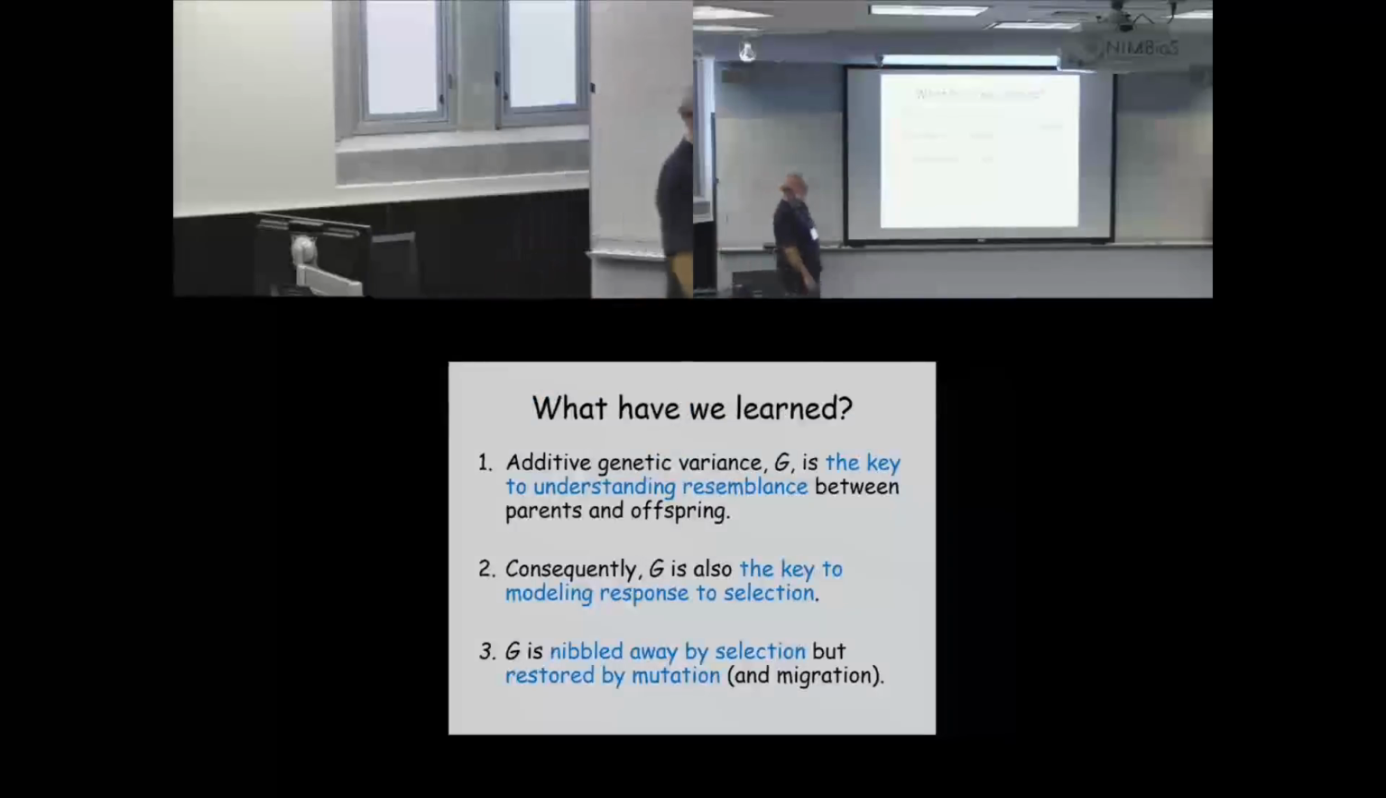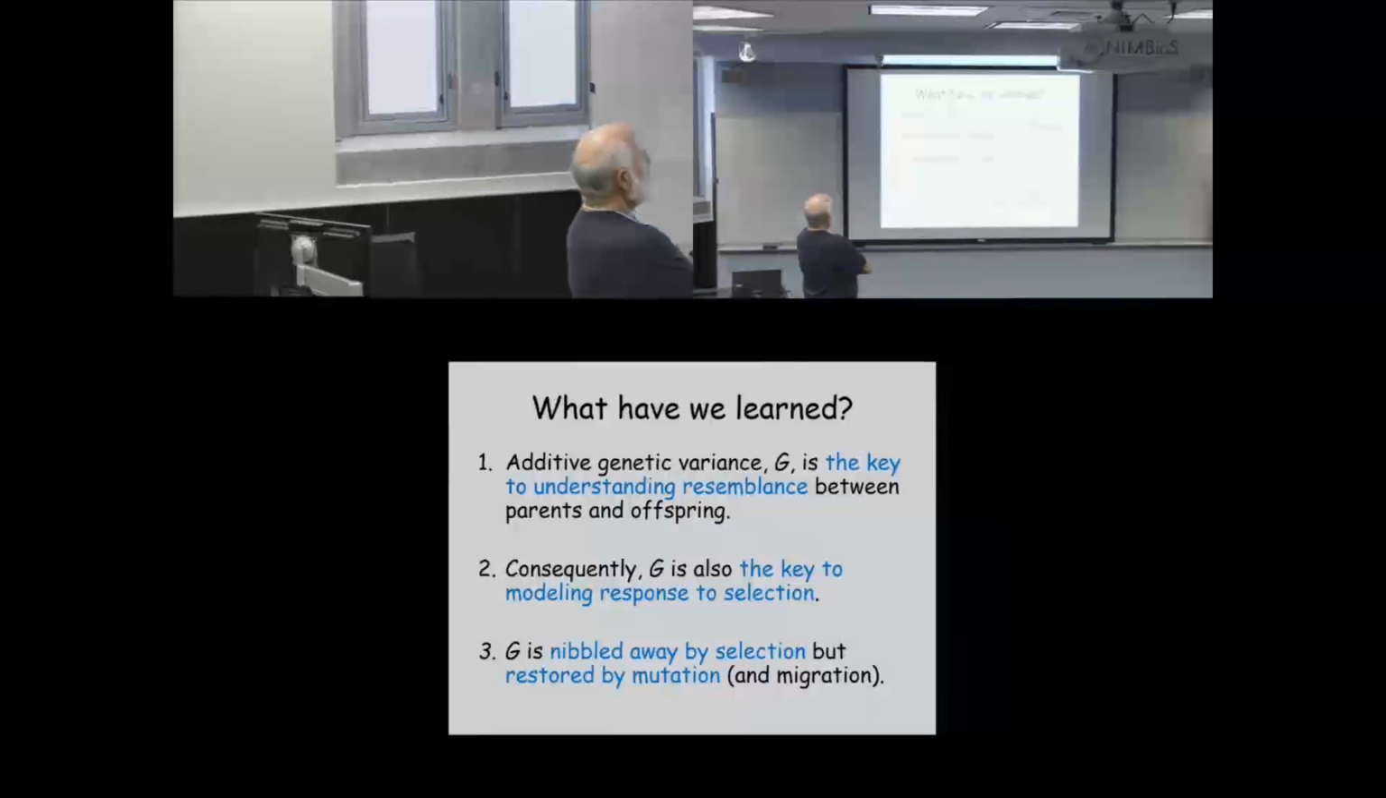Okay, so we've tried to keep to the general points here in doing this fast, and here are the main things we've learned. We've made the point and illustrated that G, the additive genetic variance, is the key to understanding resemblance between parents and offspring. There might be a jigger of additive by additive epistasis in there, but maybe that's not that important. And because of that, G is also the key to modeling responses to selection and responses to drift.